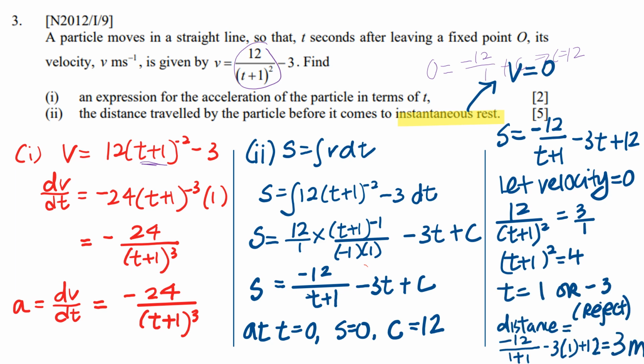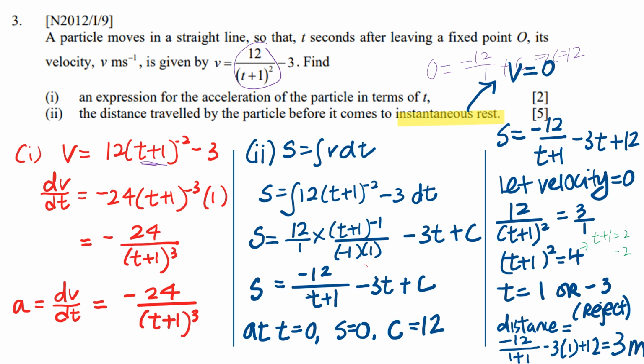Right, so t can be 1 or negative 3. How do you get t can be 1 or negative 3? Because from here, t + 1 can be positive 2 or negative 2. If t + 1 equals 2, then t is 1. If t + 1 equals negative 2, then t is negative 3, because negative 2 minus 1 is negative 3. But of course, t must be greater than or equal to 0, so we reject t equals negative 3. So it takes 1 second for the particle to be at rest.